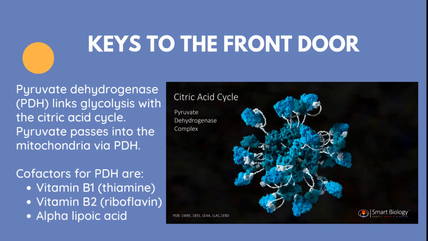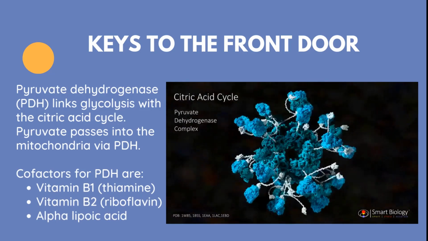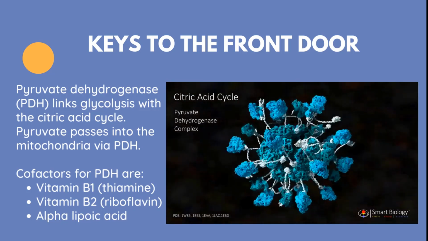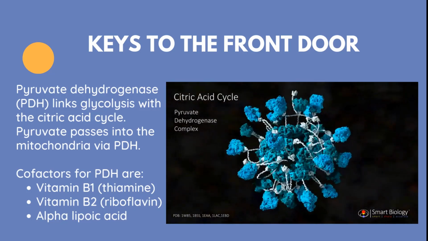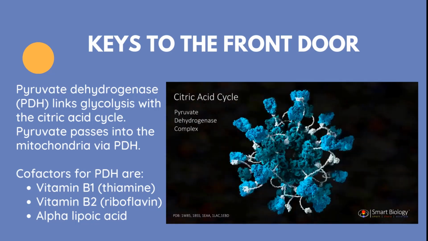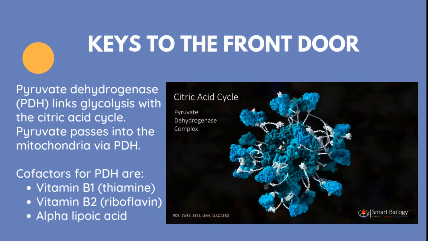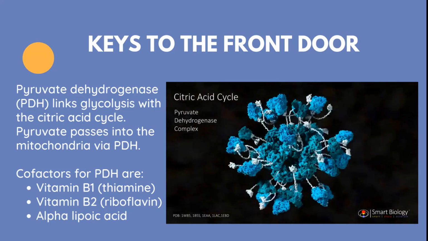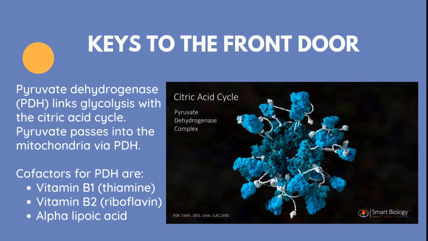So here's, again, that first step, right? And on the top of the previous slide, pyruvate dehydrogenase. This is an enzyme complex. It's quite large, and it links glycolysis with the citric acid cycle. And it literally passes pyruvate into the mitochondria via this enzyme. And so the cofactors for this enzyme, really important.